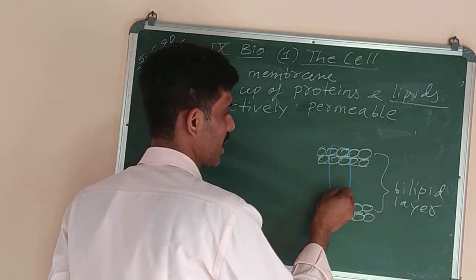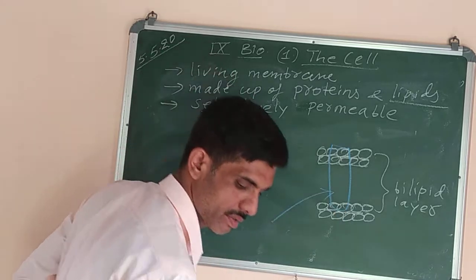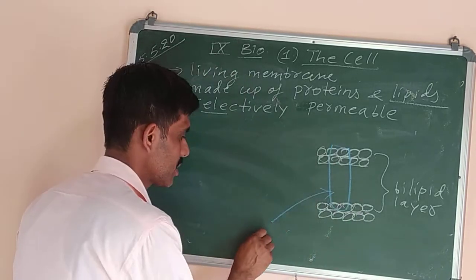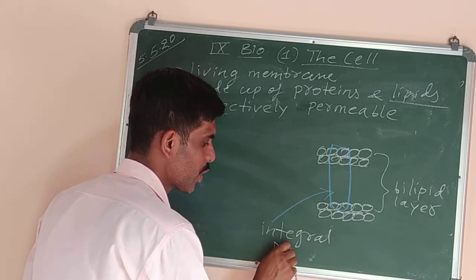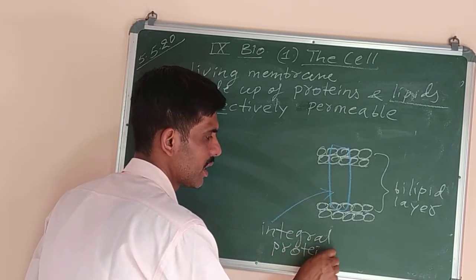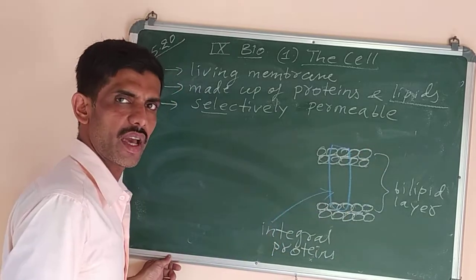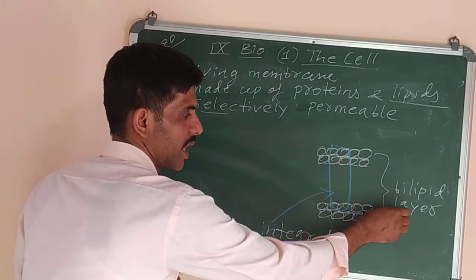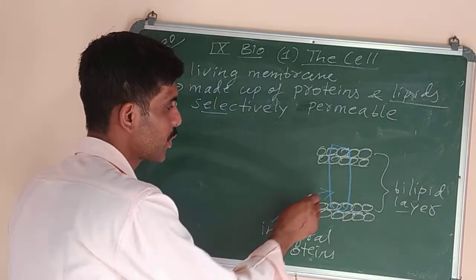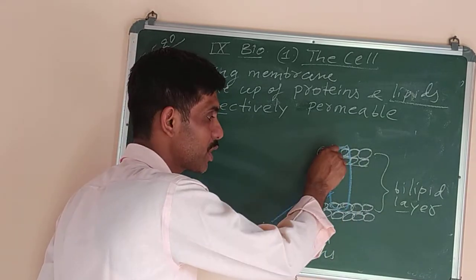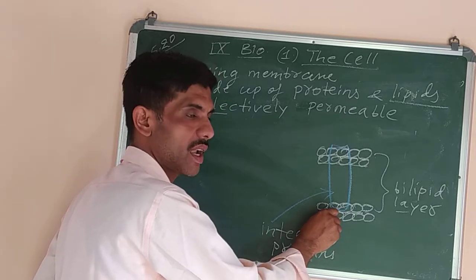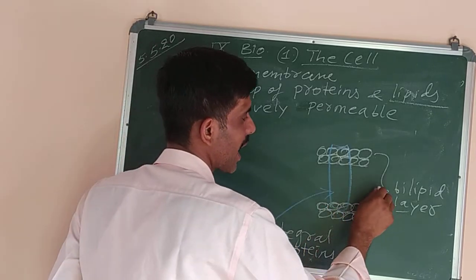Protein particles are present. This is called integral protein. Let's use white only. Integral protein means protein molecules are dispersed in the layer of fats, that is lipids. These protein molecules are present at different places. Some are present in the center, sandwiched between both the fat layers, and some are present at the side also.